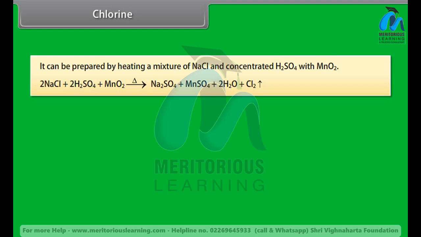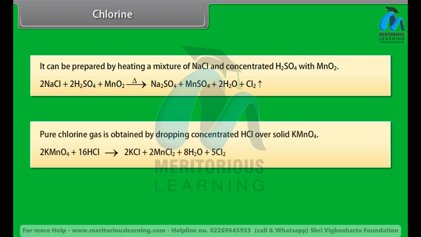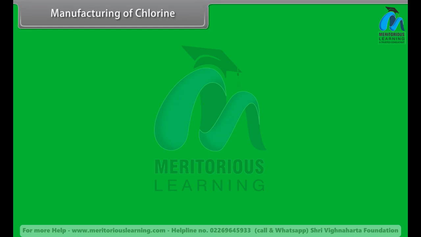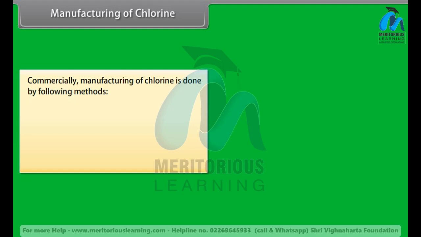The gas is passed through water to remove HCl and then dried by passing through concentrated H2SO4. Pure chlorine gas is obtained by dropping concentrated HCl over solid KMnO4. Manufacturing of chlorine. Commercially, manufacturing of chlorine is done by the following methods.